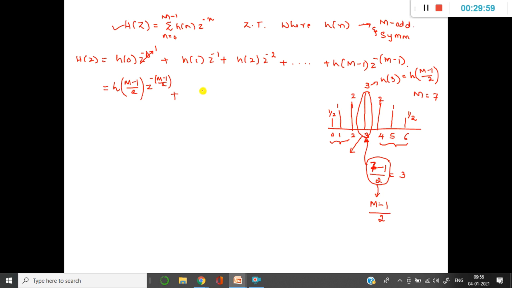How do I write this? This is again h(n) z to the power of minus n, but I should be careful about my summation. Of course, the value of n starts with 0. But what is the last value? This is the sample just before (M minus 1) by 2, which means (M minus 1) by 2 minus 1. So this talks about the second sample in this case.